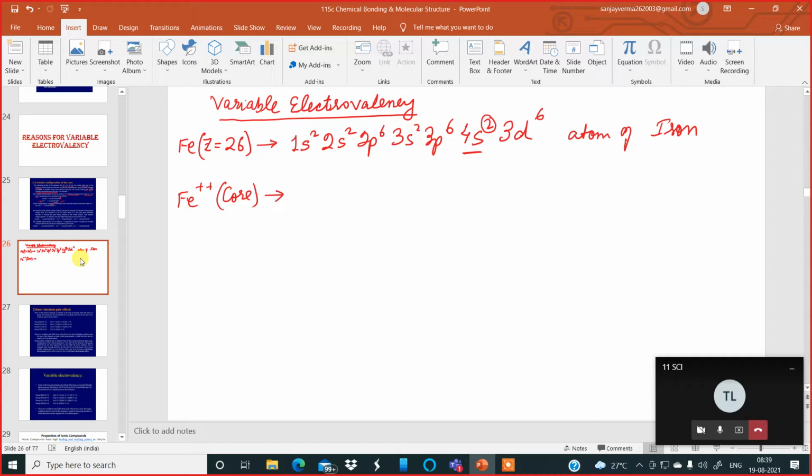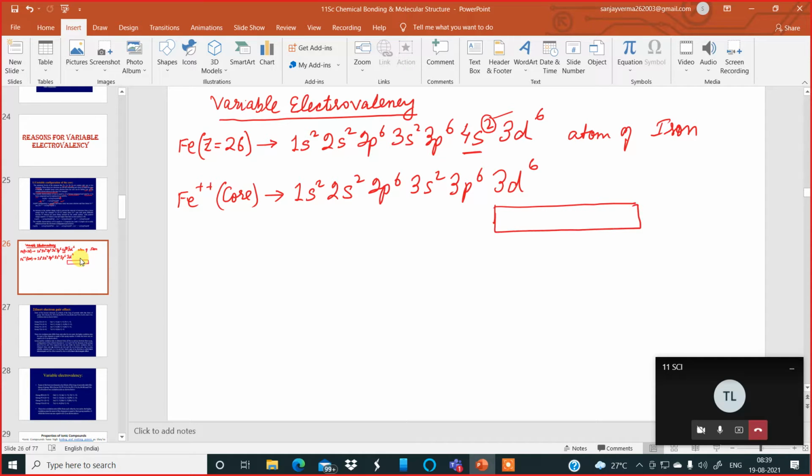Now let us write down the electronic configuration of the core. The electronic configuration of Fe+2 becomes 1s2, 2s2, 2p6, 3s2, 3p6, and since the 4s electrons are already gone, we are left with 3d6. This is the electronic configuration of the Fe+2 ion. In the 3d orbital there are altogether 6 electrons: 1, 2, 3, 4, 5 and 6.